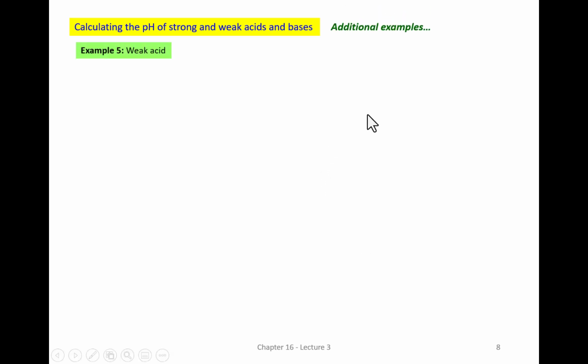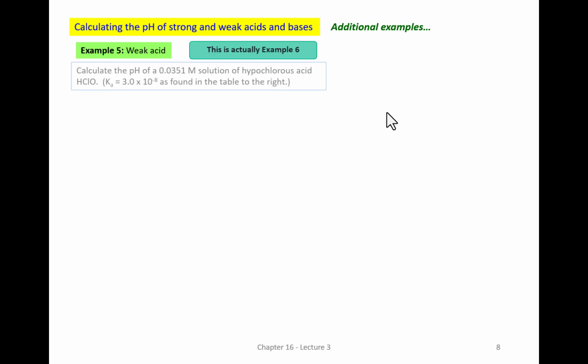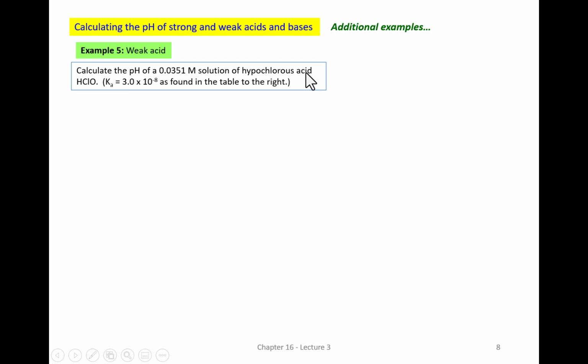Now let's try an additional example of a weak acid. Our job here is to calculate the pH of a 0.0351 molar solution of hypochlorous acid, HClO, whose Ka value is 3 times 10 to the minus 8.